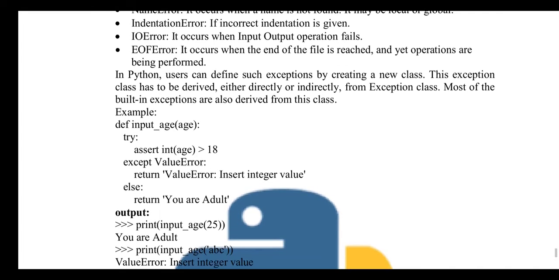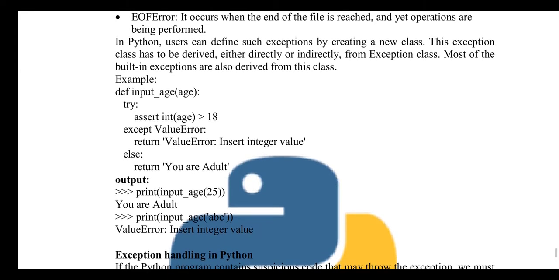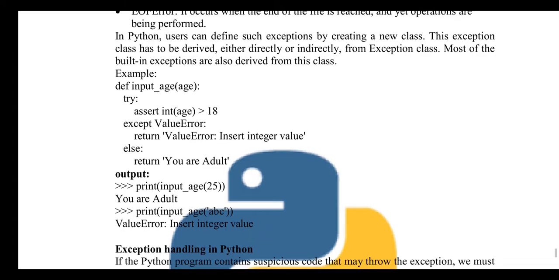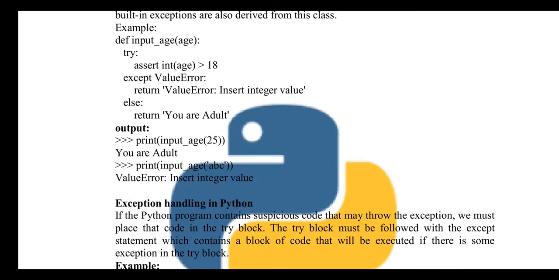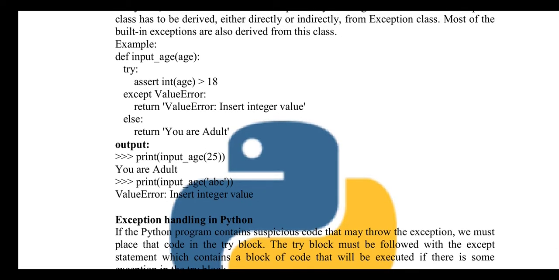In Python, users can define exceptions by creating a new class. This exception class has to be derived either directly or indirectly from the Exception class. Most of the built-in exceptions are also derived from this class. So for example, we are defining an input age method. For this method we are trying to specify our user defined exception.